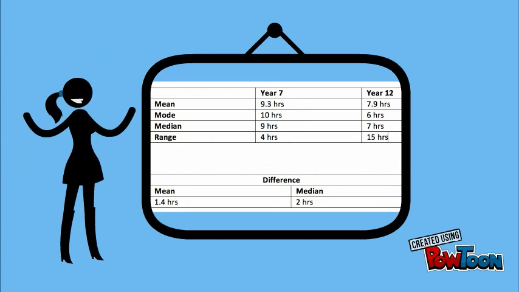With simple maths, it is easy to calculate the mean. While Year 7s have 9.3 hours of sleep, in contrast, Year 12s have 7.9 hours per sleep. This is displayed in the following table.